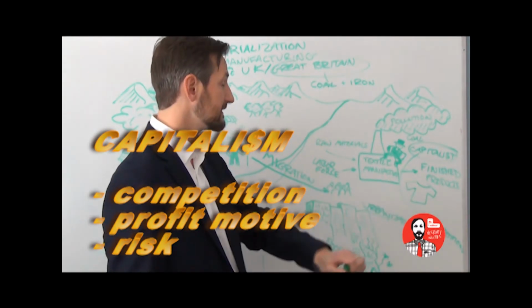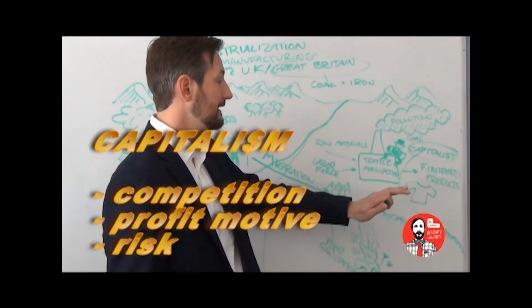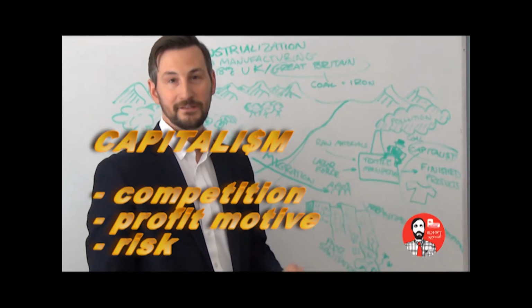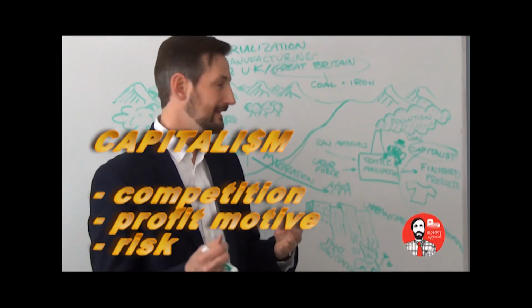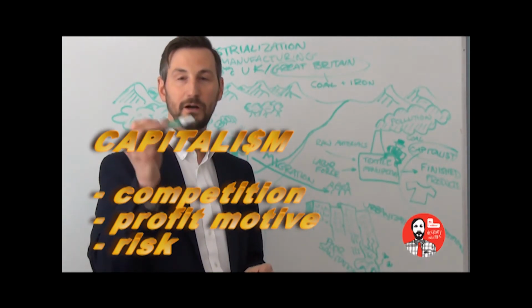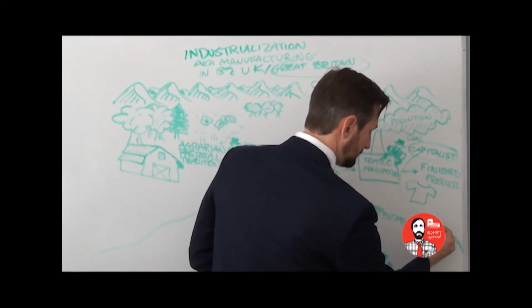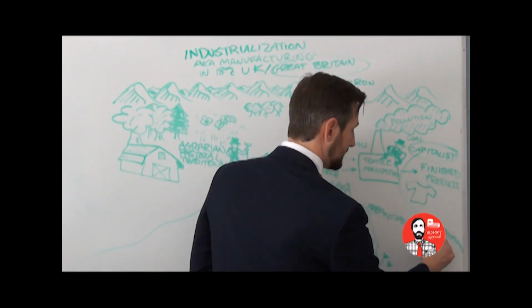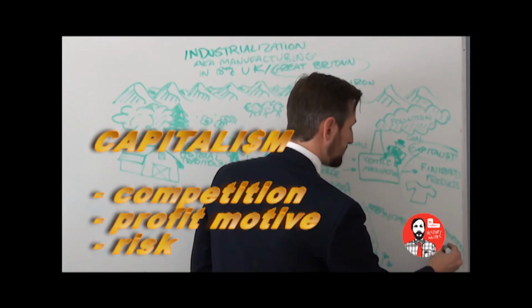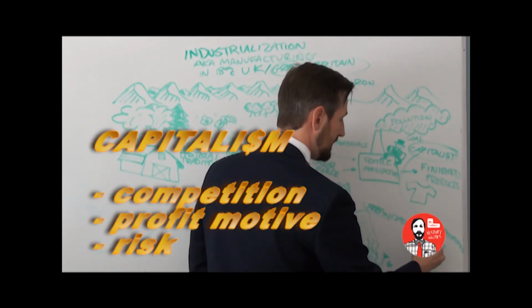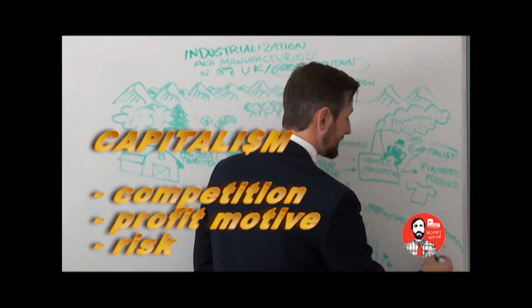It could be guns. It could be textiles. It could be anything that can be mass produced, like this marker. This was made in a factory. So competition, he's looking for profit, the motive of profit motivation, and also risk.